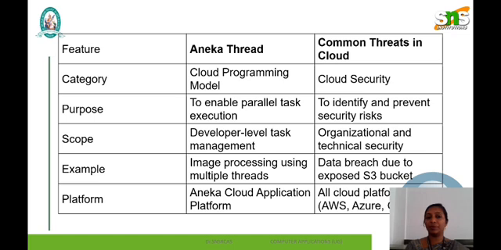This is the difference between Aneka thread and common thread. Common thread is also called a local thread. Category: Aneka thread is mainly used as a cloud programming model. Common thread is cloud security.